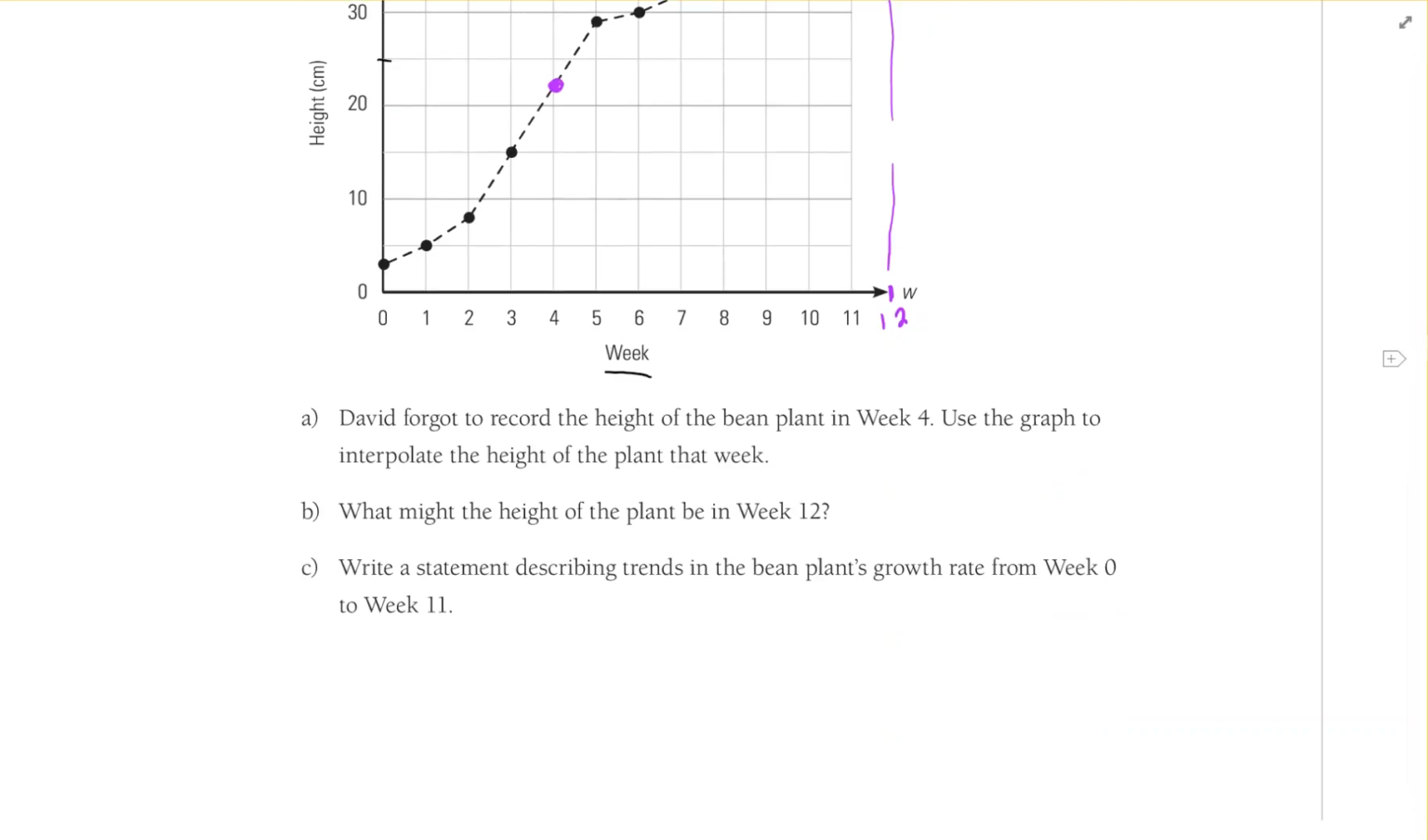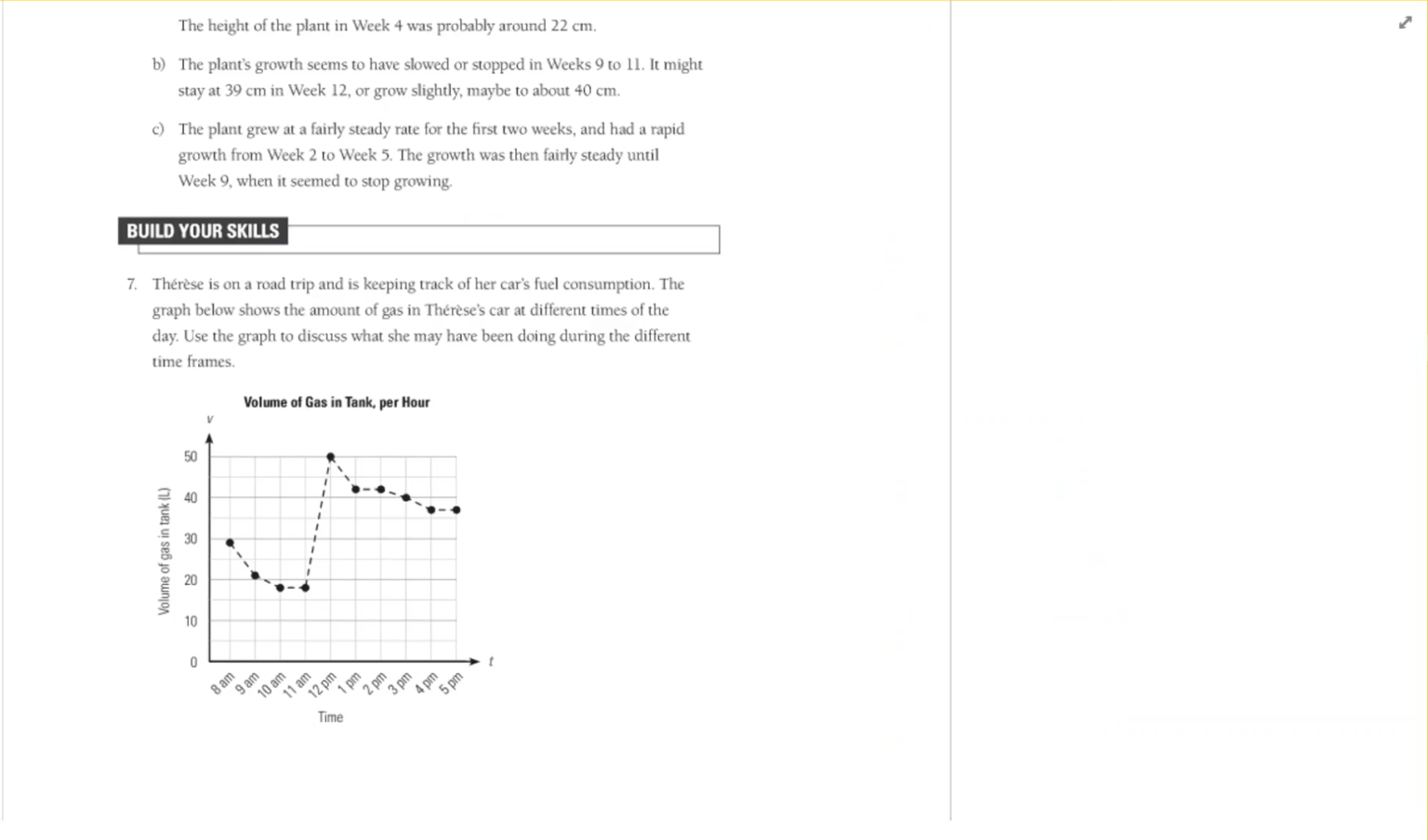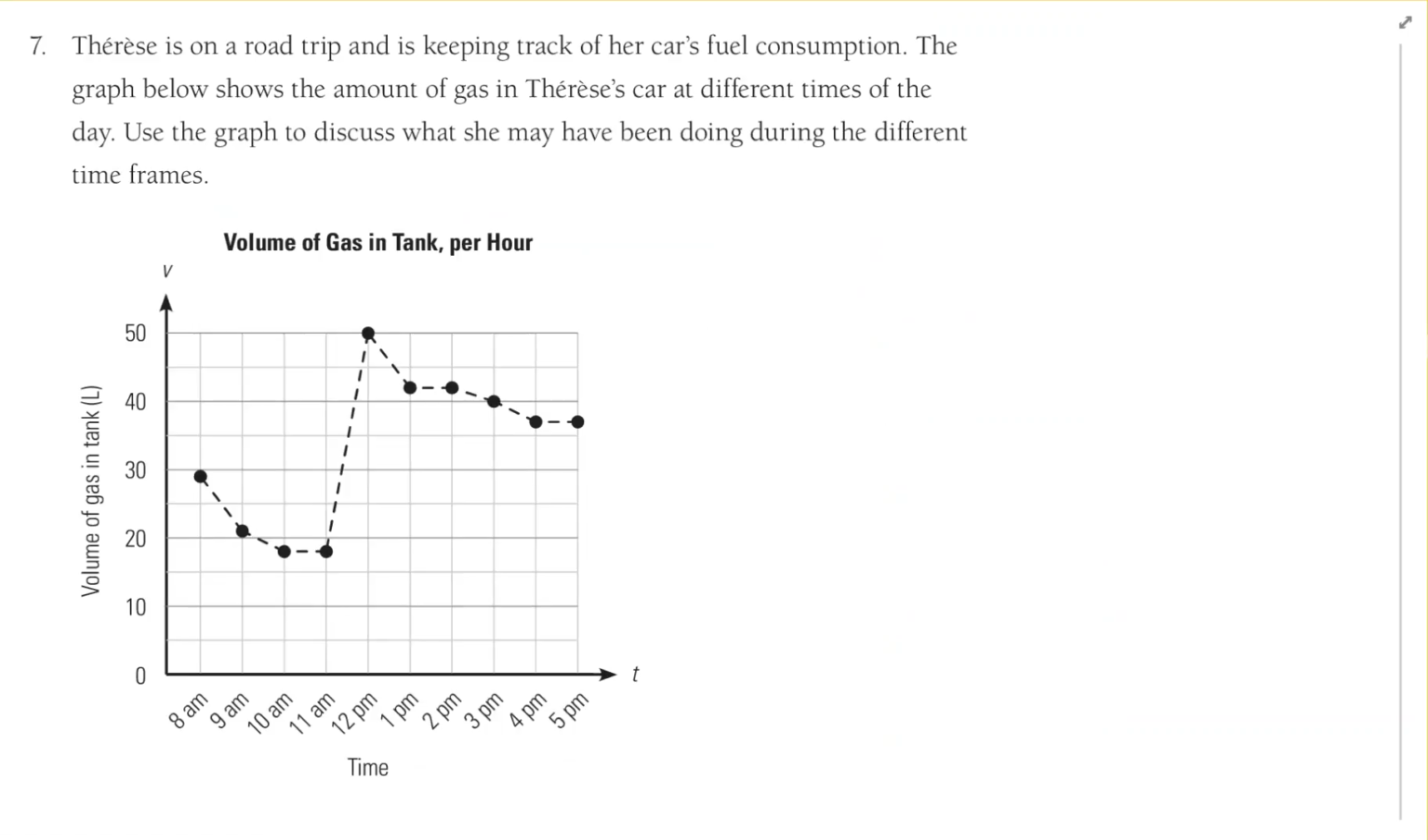All right, so let's do some. Okay, so number 7 here says Therese, I think that's how you say the name, is on a road trip and is keeping track of her car's fuel consumption. The graph below shows the amount of gas in Therese's car at different times of the day. Use the graph to discuss what she might have been doing during the different time frames.